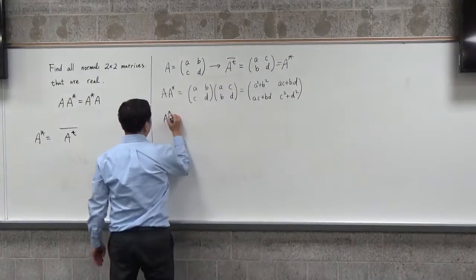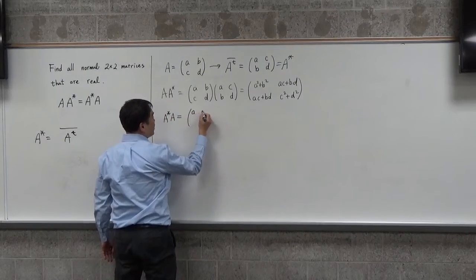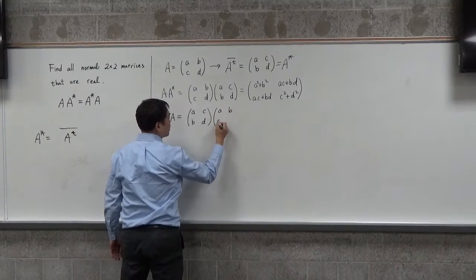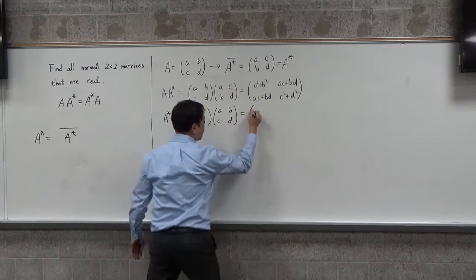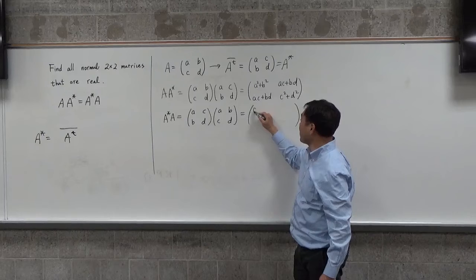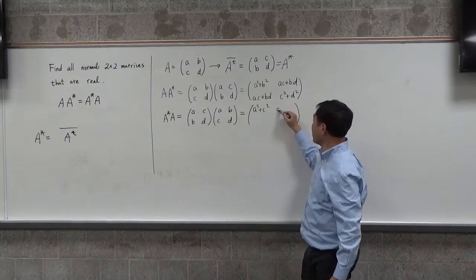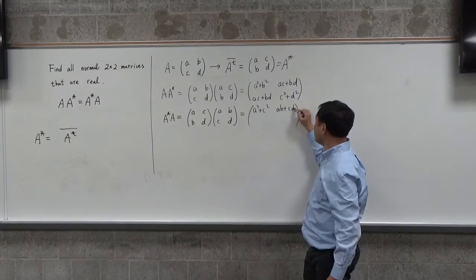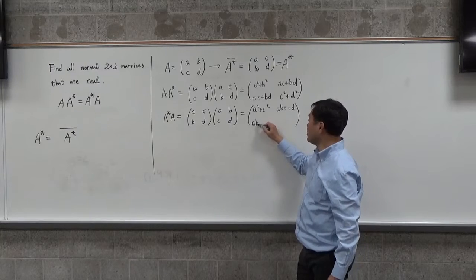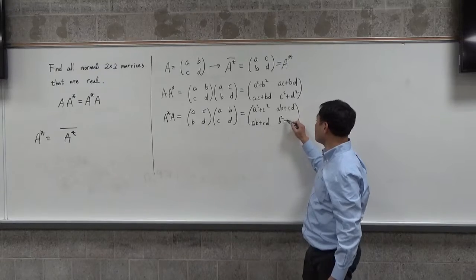What about A star times A? Then it's AC, BD, AB, CD. This time it's AC times AC, so that's A squared plus C squared. AC times BD, so that's AB plus CD. BD times AC, so it's AB plus CD. BD times BD, so it's B squared plus D squared.